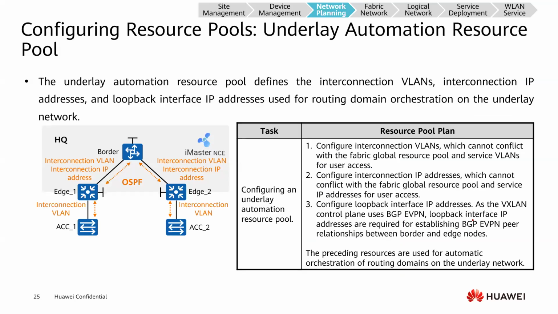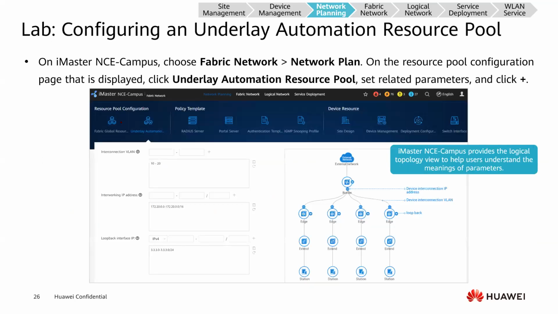Second, you need to consider the underlay automation resource pool, just for the underlay network to deploy the network interconnection. So in this resource pool, you need to consider the interconnection VLAN and the interconnection IP addresses we use on the underlay network. And then it will automatically use OSPF to deploy the underlay network.